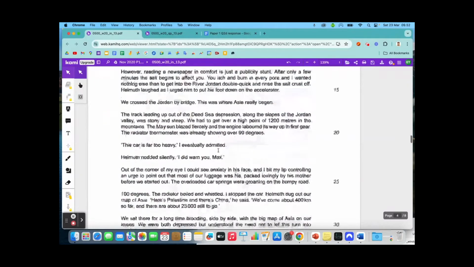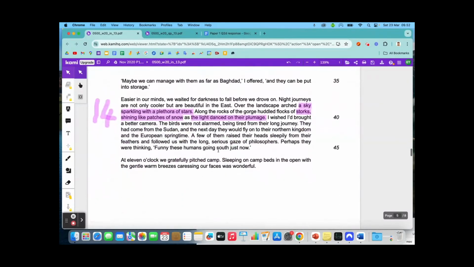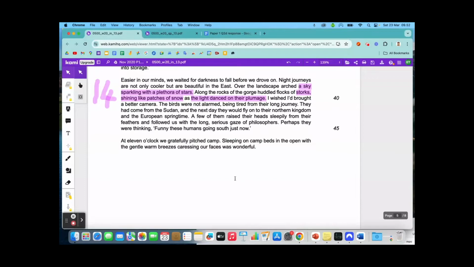the response. And here, paragraph 14. "Easier in our minds, we waited for darkness to fall before we drove on. Night journeys are not only cooler but are beautiful in the east. Over the landscape arched a sky, sparkling with a plethora of stars. Along the rocks of the gorge huddled flocks of storks, shining like patches of snow as the light danced on their plumage." So obviously there's some good examples of imagery in here. We don't need to read the rest because those are my 3 examples that we're going to unpack.